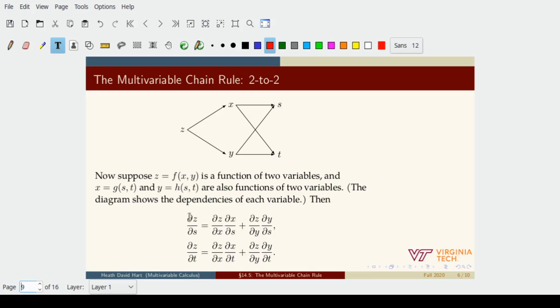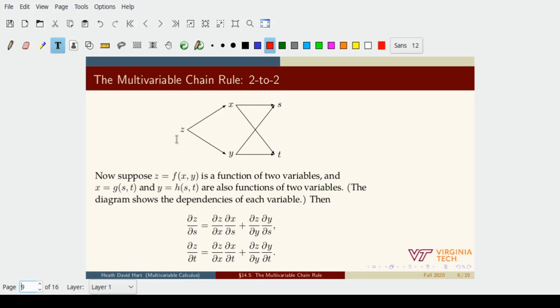So if I want to find the rate of change of z with respect to s, I look at the paths that start at z and end at s, and I multiply along those paths, zx and xs. So that's the derivative of z with respect to x, and the derivative of x with respect to s, and then the derivative of z with respect to y, and the derivative of y with respect to s.